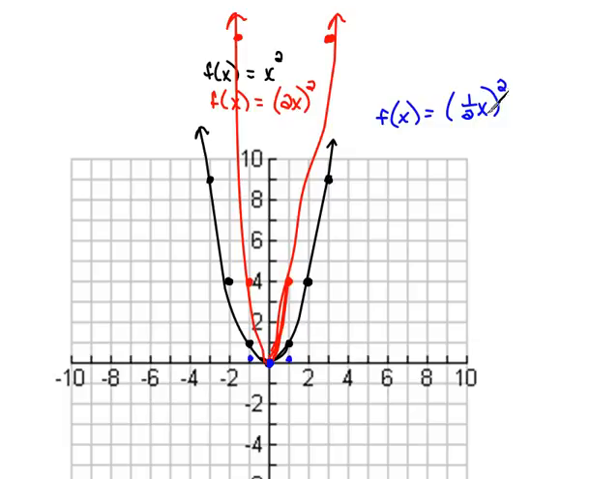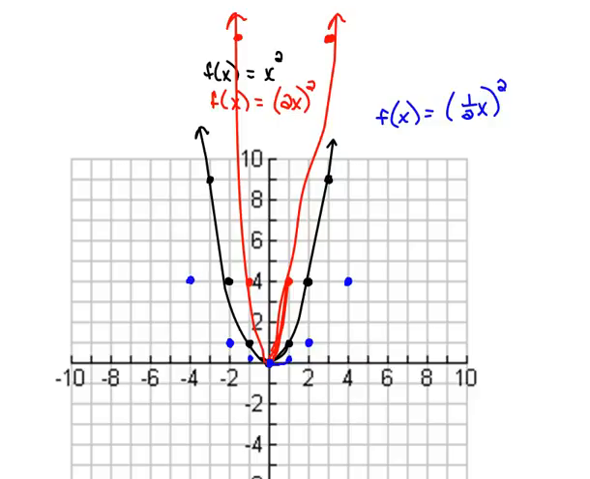What about an x value of 2? 1/2 of 2 is 1, squared is 1. Wow. What about an x value of 4? Half of 4 is 2, squared would be 4. So that would be this point right out here.